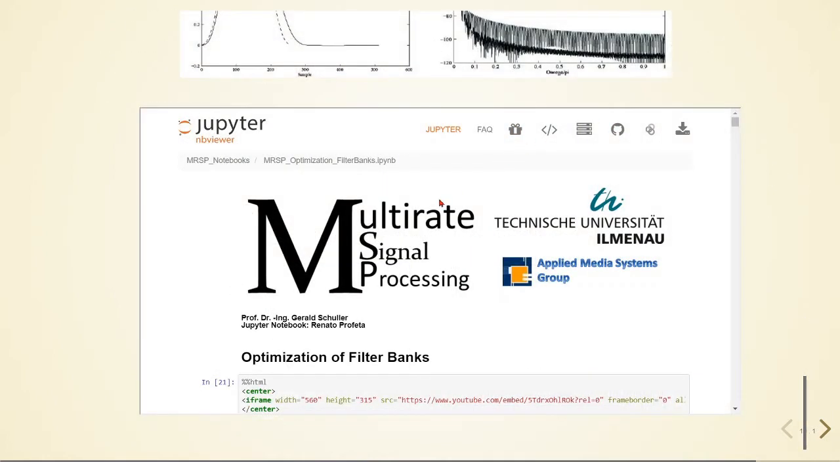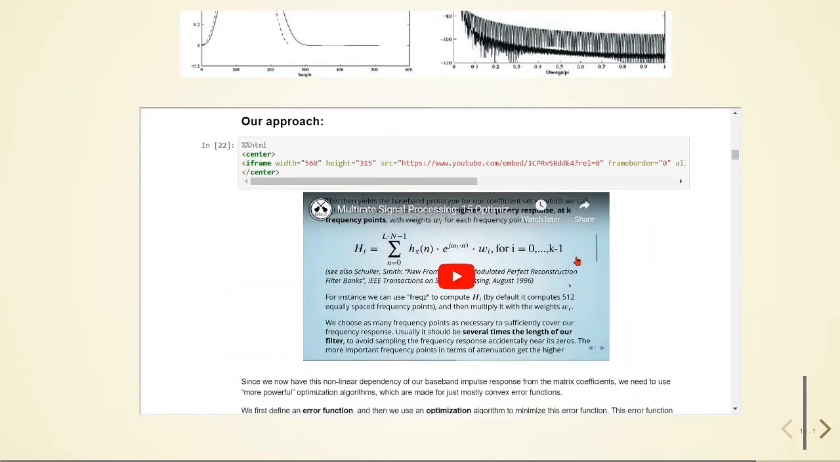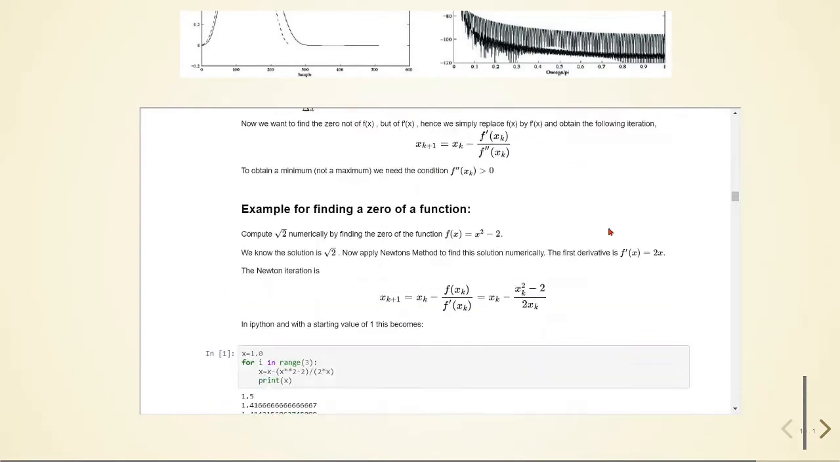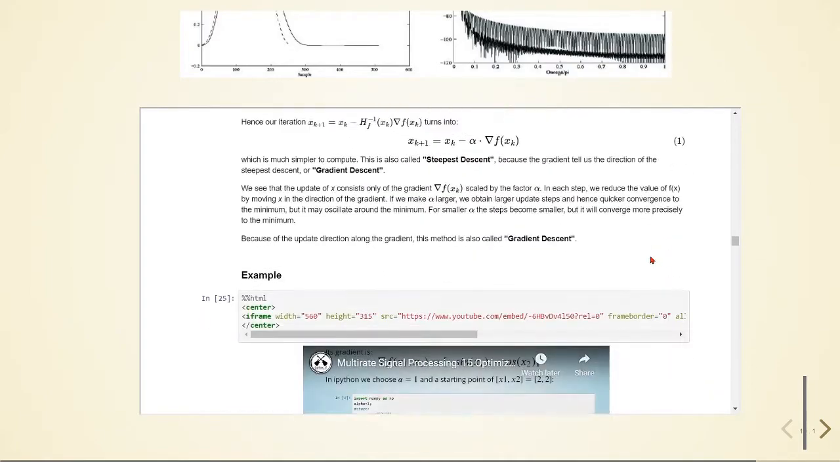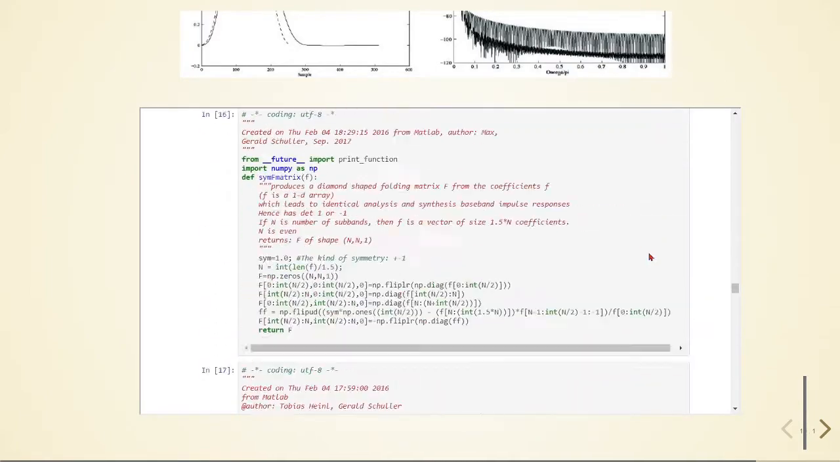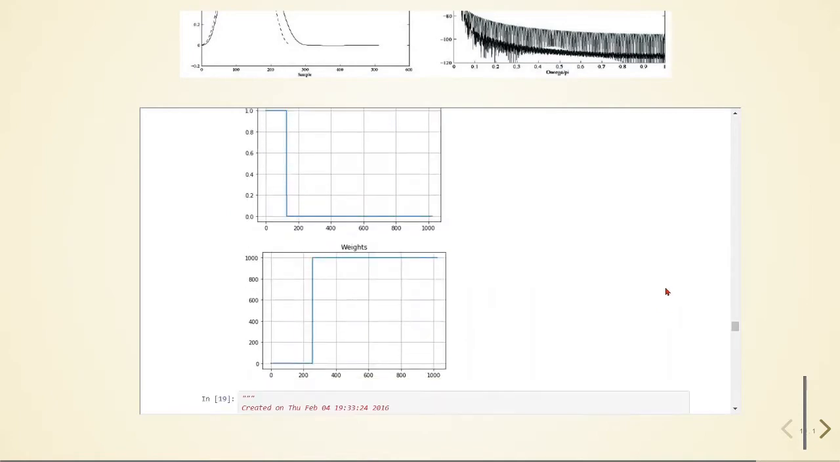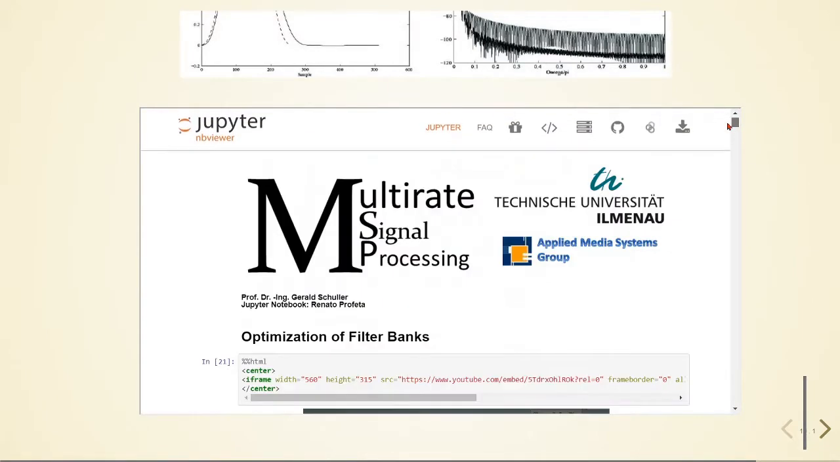You can find more information about low delay filter banks and optimization of filter banks and determining the coefficients of filter banks using optimization in the lecture Multirate Signal Processing. It's also offered by Professor Schuller at the Technical University of Ilmenau, and there we go through different aspects of optimization, and we also go through the aspects of low delay filter banks, so you can take a look at the multirate signal processing lectures.